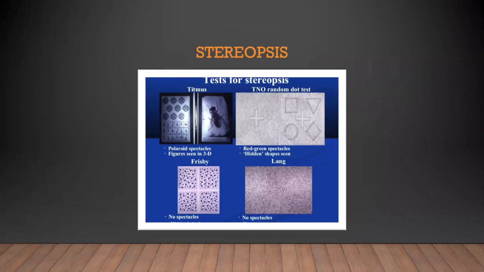If you have a squint, stereopsis tends to drop. Now, normal stereopsis is basically up to 40 seconds of arc. The smaller the number, the better the stereopsis. So if you have 480 seconds of arc, it is a lower stereopsis or lower depth perception. But if you have 40, it is the best.